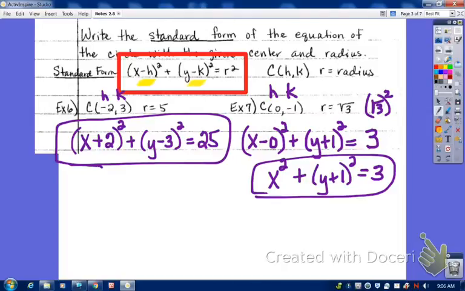Does anybody remember circles from honors geometry? No.